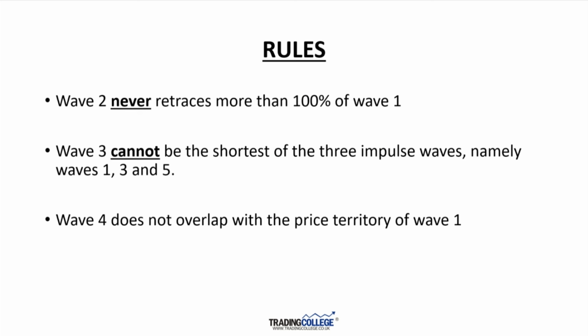So there's some rules here. Wave 2 never retraces more than 100% of wave 1. And then wave 3 cannot be the shortest of the 3 impulse waves, namely 1, 3 and 5. That's important because you're looking as a trader to be in wave 3 because it's never the shortest wave. It's not always the longest wave. And wave 4 does not overlap with the price territory of wave 1. So there are some guidelines that you have to stick to. That's the rules of the game of chess, and you have to stick to those rules. And if you don't, then you have to recount and look for a different wave.